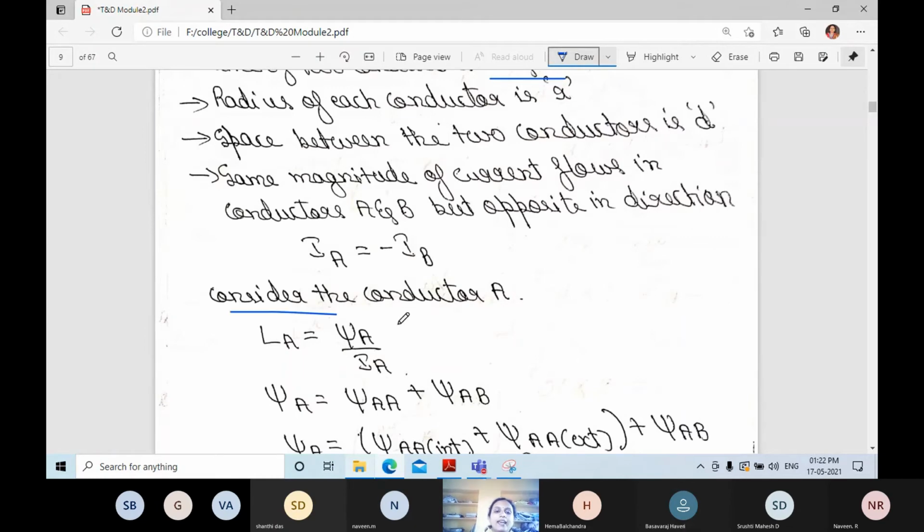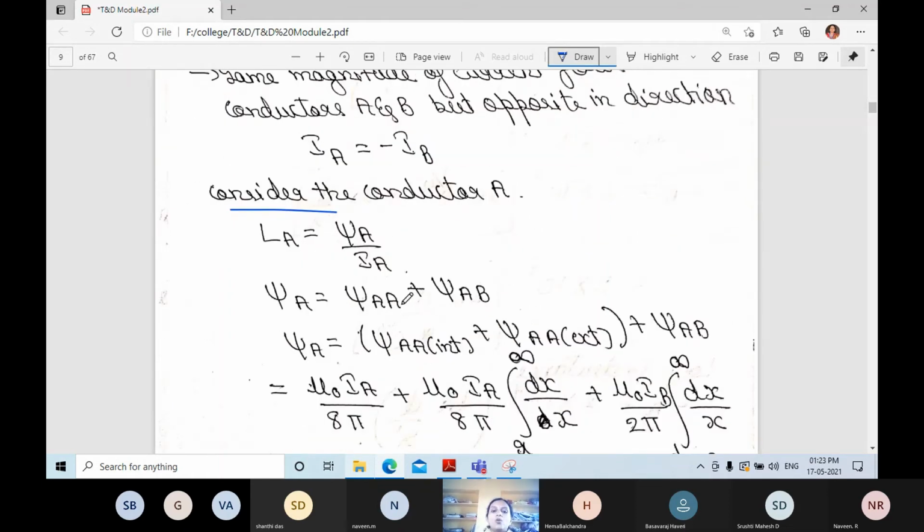Consider conductor A. LA is equal to psi A divided by IA. First we shall consider the one conductor, that is LA is equal to psi A divided by IA. So psi A is equal to psi AA plus psi AB, that is psi AA internal and also external, plus psi AB. Here it is mu naught IA divided by 8 pi plus psi AB, with two limits, r to infinity and d to infinity.